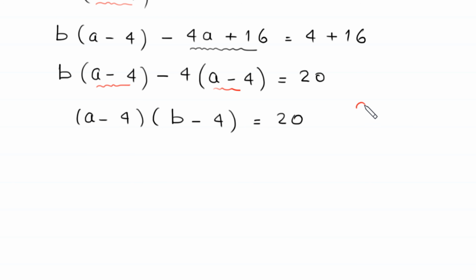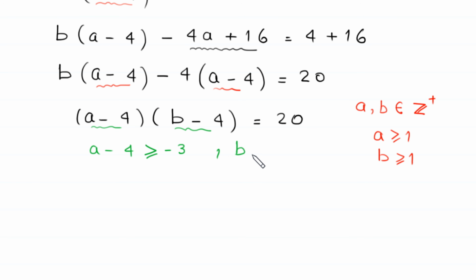Now because a and b are positive integers, which means that a must be greater than or equal to 1 and b must be greater than or equal to 1. So this implies that this a - 4 must be greater than or equal to -3, and this b - 4 must be greater than or equal to -3.